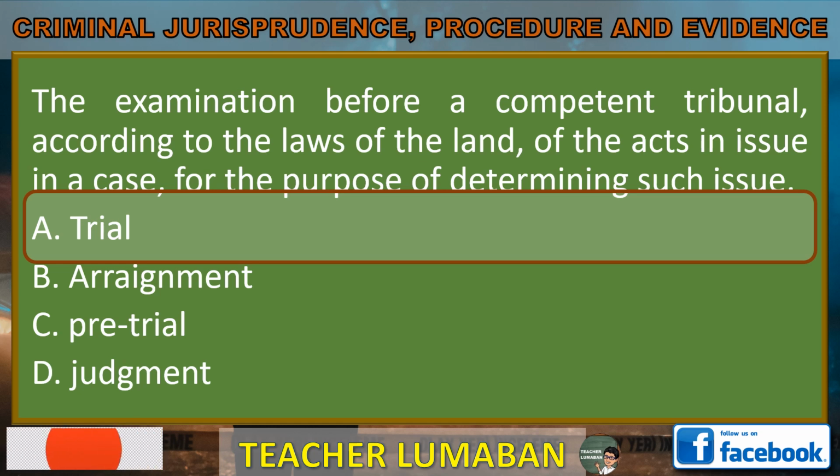A judgment is a decision made by a judge at the end of a trial. In a criminal trial, the judge will find the defendant guilty or not guilty. In a civil trial, the judge will find the defendant liable or not liable.